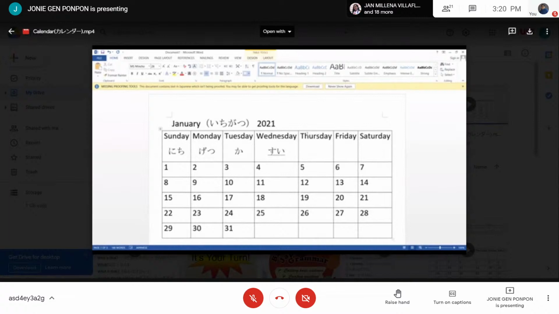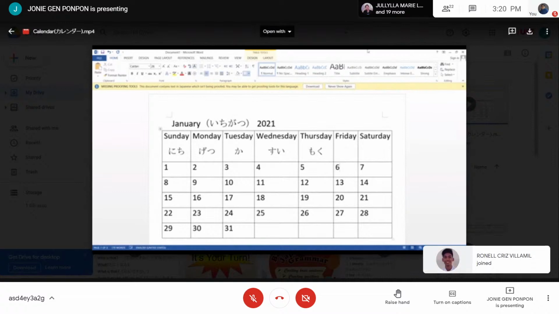There is a lot to remember. By the way, in the days of the week, they are no longer numbers. It is another list for your vocabulary or memorization. Next, for Thursday, the word before yobi is moku. So moku plus yobi is Thursday. Mokuyobi is Thursday.